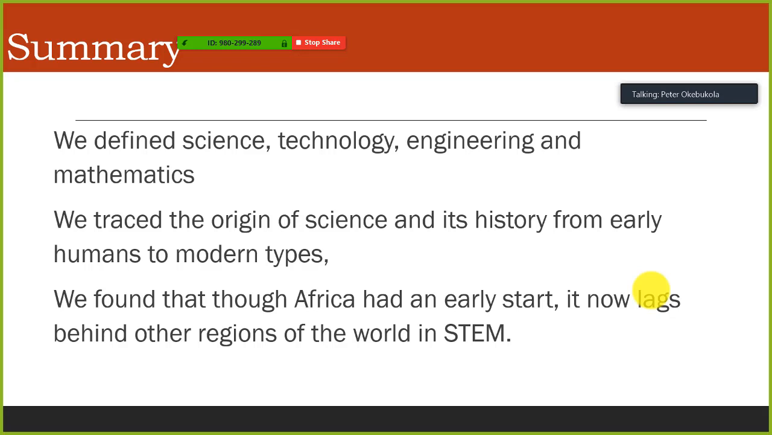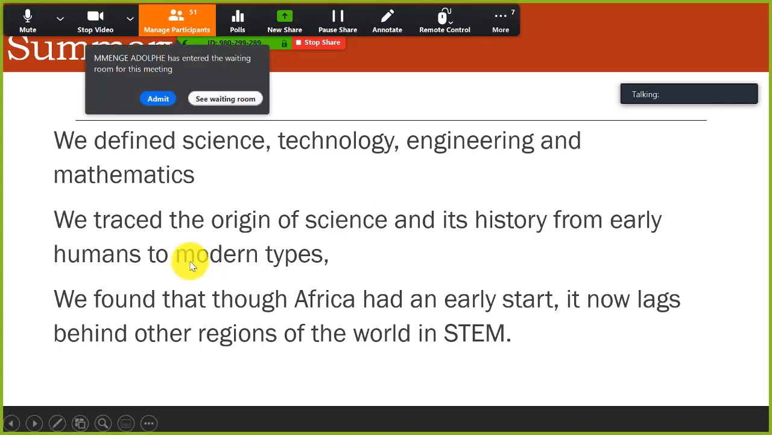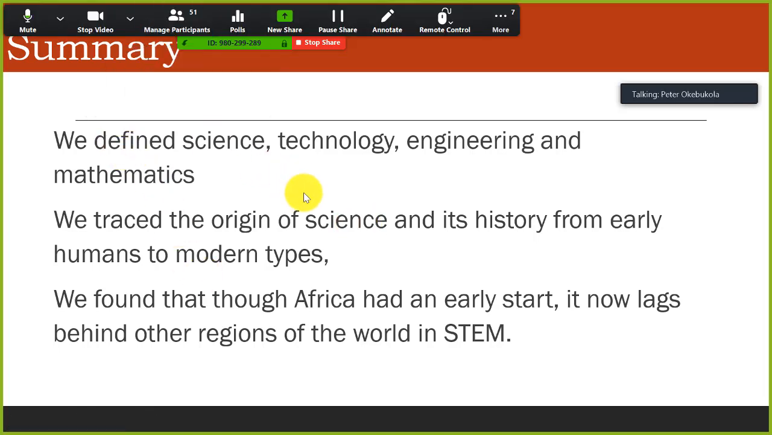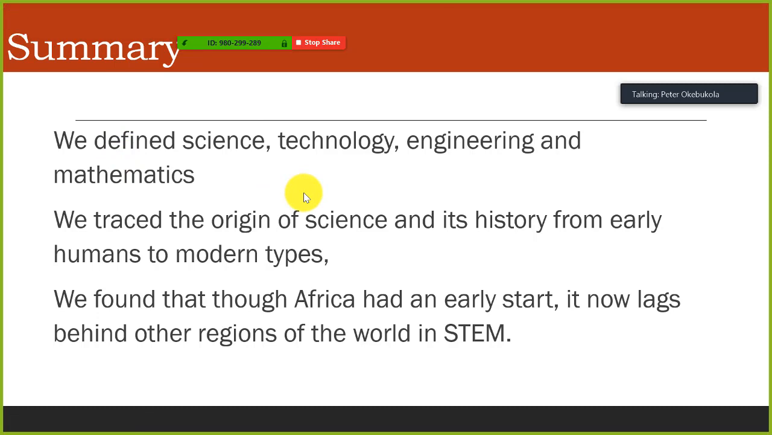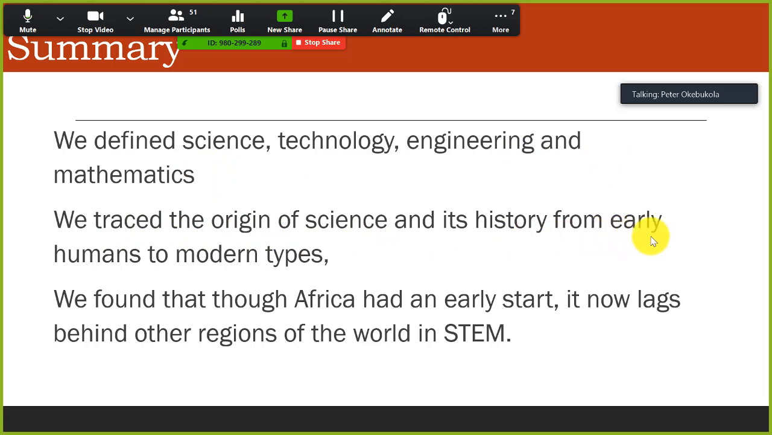So what have we learned in this brief history? Please be assured that I will continue to share with you thoughts on the history and keep expanding. This is a rather short one. So what did we do? We defined science, technology, engineering, and mathematics, and we traced the origin of science and its history from early humans to modern time.